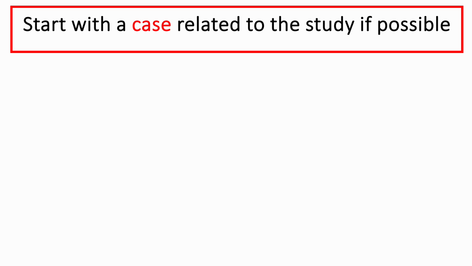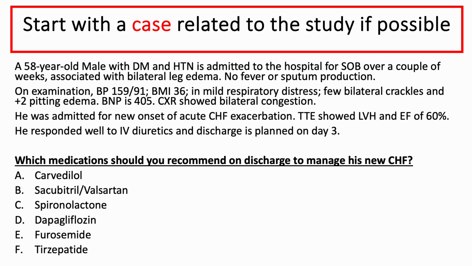So I suggest that you start with a case relevant to the topic or the study that you're presenting. For example, here, the article I discussed with my residents was about a GLP-1 receptor agonist, tirzepatide, used in heart failure with preserved ejection fraction in obese patients. So I just created this vignette and put the question in here, just to kind of steer the discussion. We're going to use this question at the end of the topic as well.